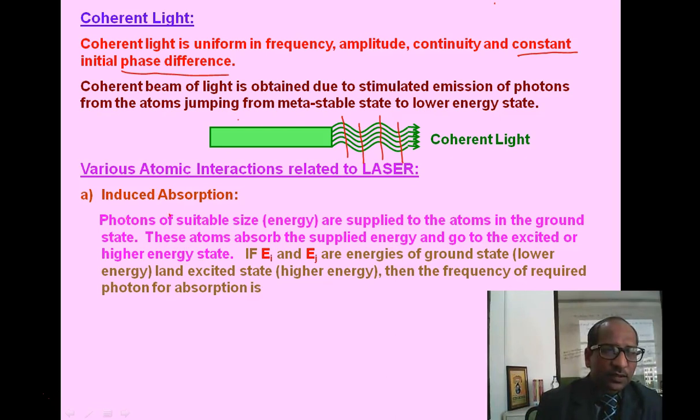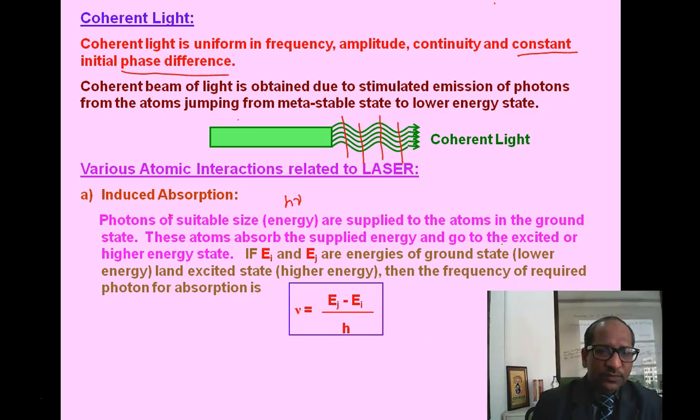Here in this case, photons of suitable energy, it means the particular energy h nu, are supplied to the atoms in the ground state. These atoms absorb the supplied energy and go to the excited state or high energy state. If Ei and Ej are the energies of the ground state, which corresponds to the lower energy state, and the excited state, higher energy, then the frequency of the required photon for absorption is nu, and nu is equal to (Ej minus Ei) upon h, where h is Planck's constant.